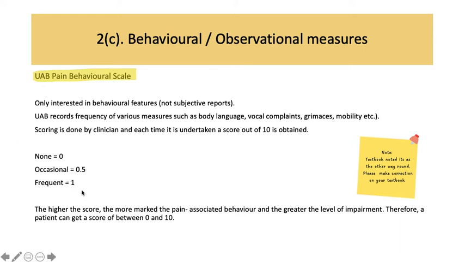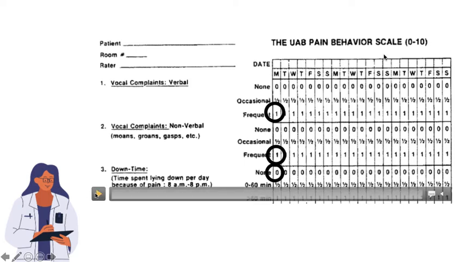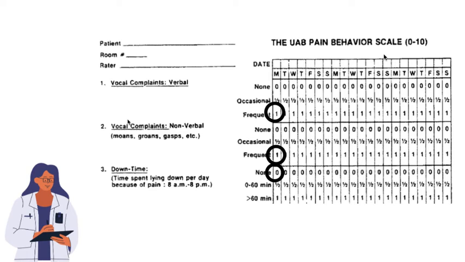Because the higher the score, the more marked the pain-associated behavior and the greater the level of impairment. So if there is more frequent verbal complaint, non-verbal complaint, or standing posture, the score should be higher. That means they are at a greater level of impairment. Now, let's say there's a patient and the nurse is observing without the knowledge of the patient.